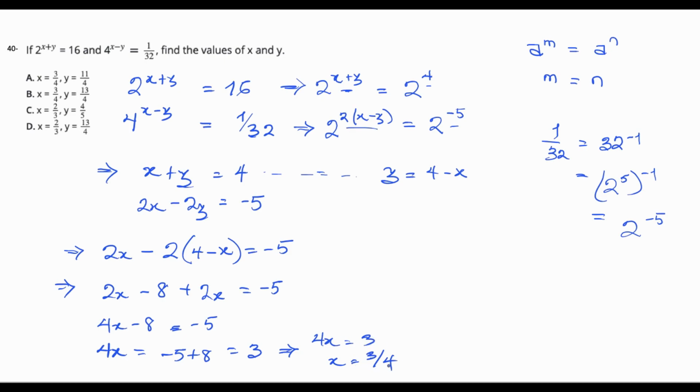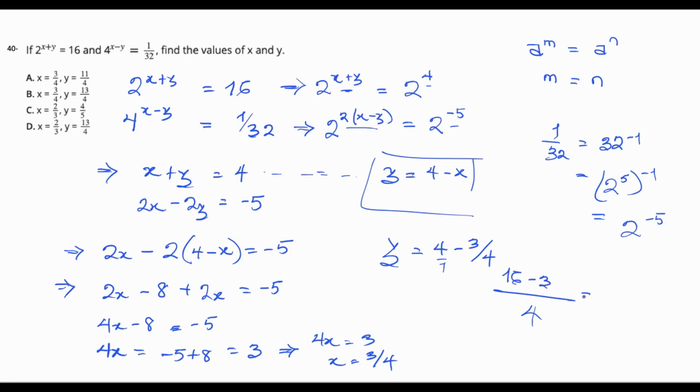So now we have the value for x. All we have to do is put that into this equation here, and we have the value for y. So y equals 4 minus 3 over 4. And if we solve this fraction, this becomes 16 minus 3, so this is 13 over 4. So x is 3 over 4 and y is equal to 13 over 4. And our answer here is B.